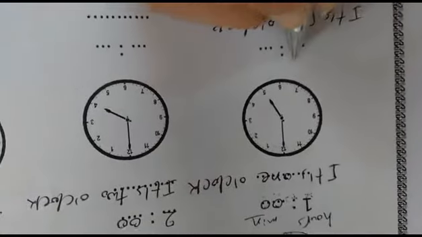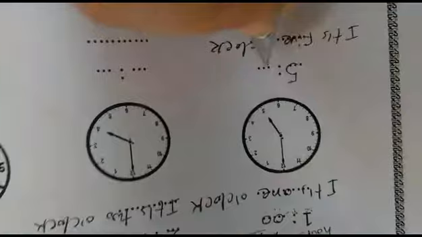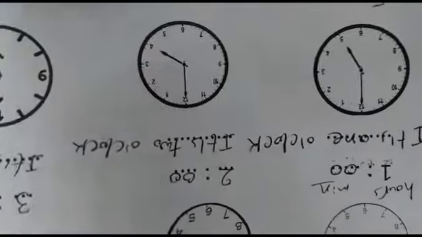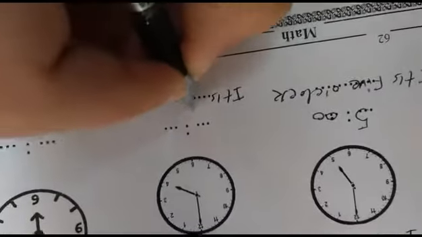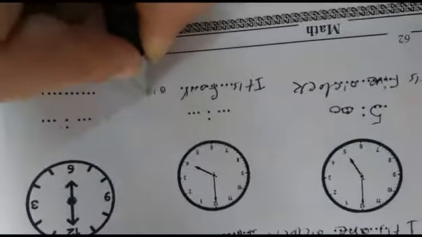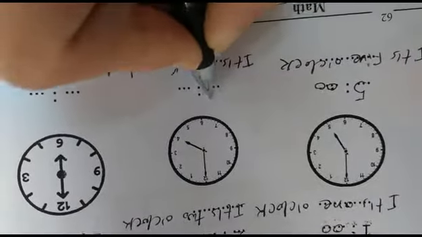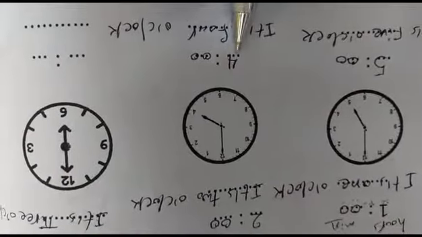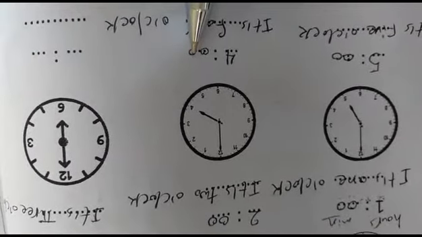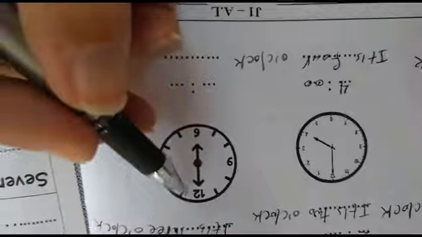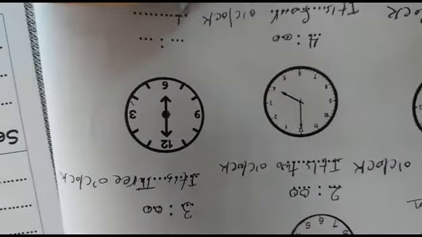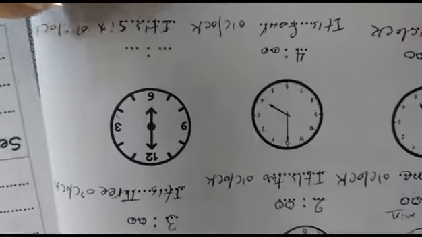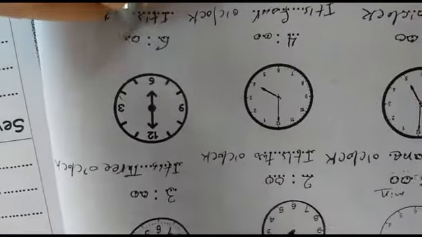And here I will write what? I will write 5 and I'll put what? 0, 0. It's what? It's 4 o'clock. Excellent. Here I will write 4 and here I put 0, 0. It's 4 hours and how many minutes? 0 minutes. It's what? It's 6 o'clock. Excellent. Here I will write 6 and here put 0, 0.